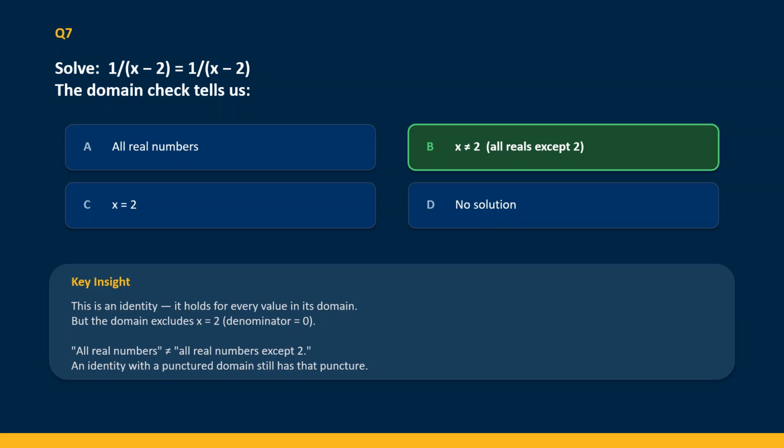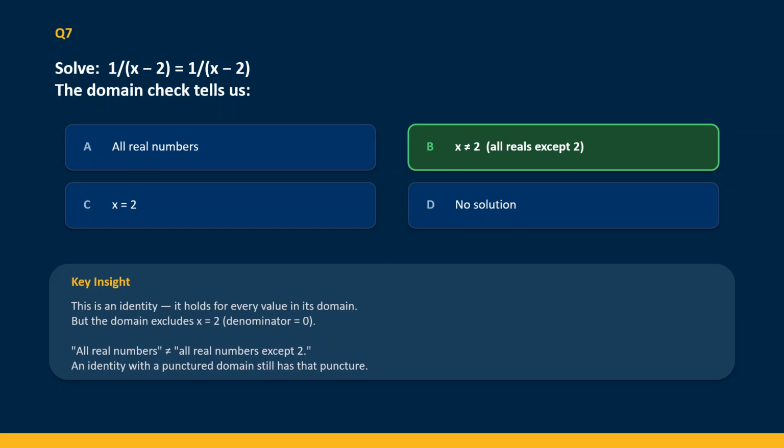An identity is an equation that holds for every value in its domain, but the domain may exclude certain values. The statement all real numbers, choice A, asserts that the solution set includes every real number without exception, which is false when the domain has exclusions. The gap between these two concepts is precisely the content of domain analysis.